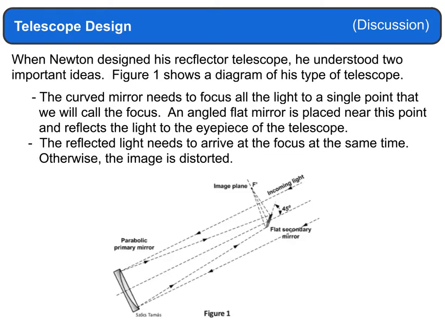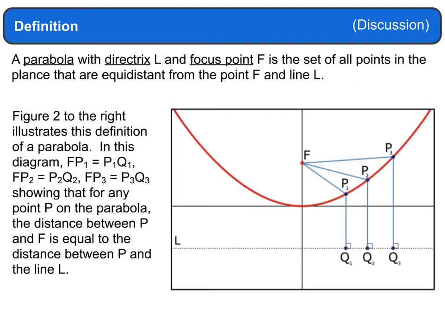So the next thing that the text shows is this figure right here, where again they emphasize the definition of a parabola, such that it has a directrix L and a focus F, set of all points so that they're equidistant from point F to line L. And again, they're telling us that if we read the figure to the right, that FP1 would be equal to PQ1.